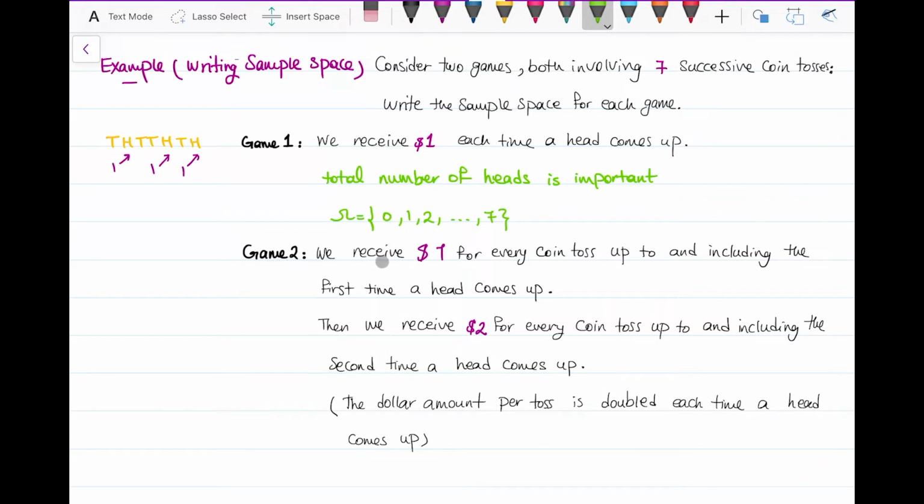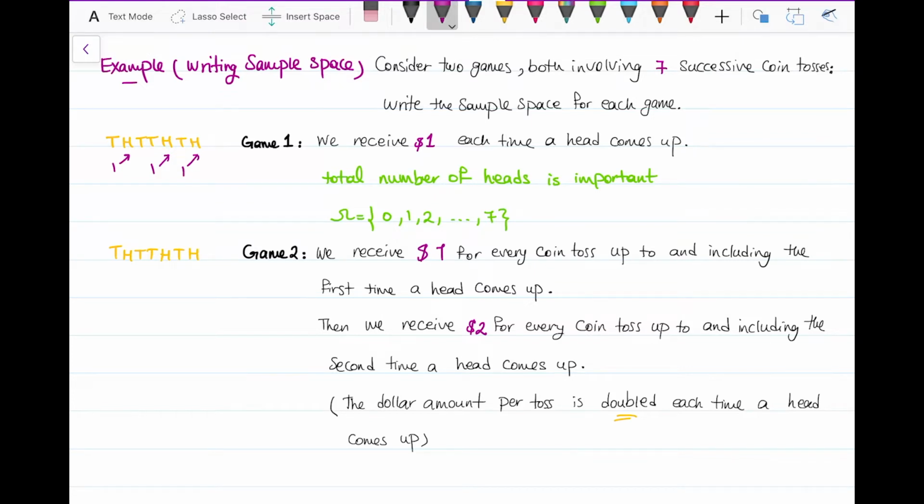But look at game 2. On game 2, we receive $1 for every coin toss up to and including the first time a head comes up. Then we get $2. Okay, then we go to $4 every time it gets doubled. Okay, so look at the same result: tail, head, tail, tail, head, tail, head.